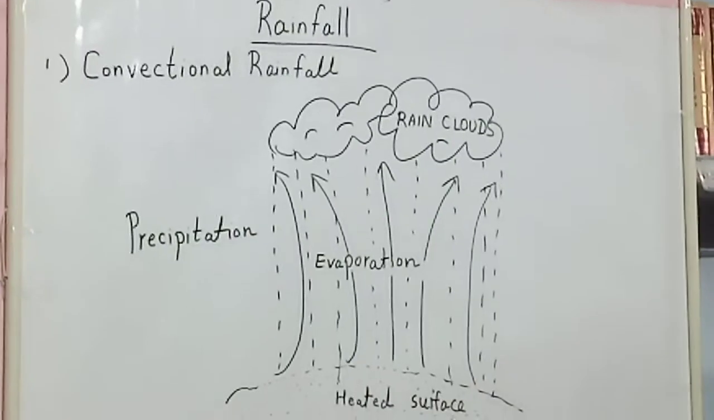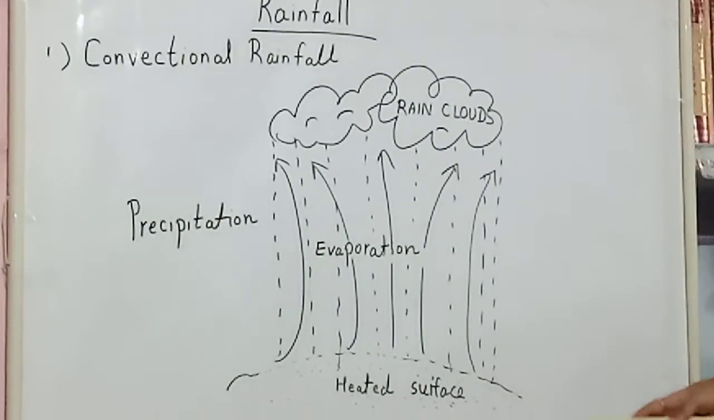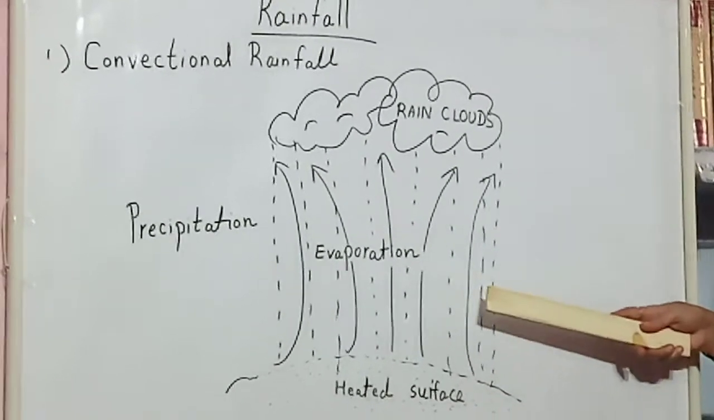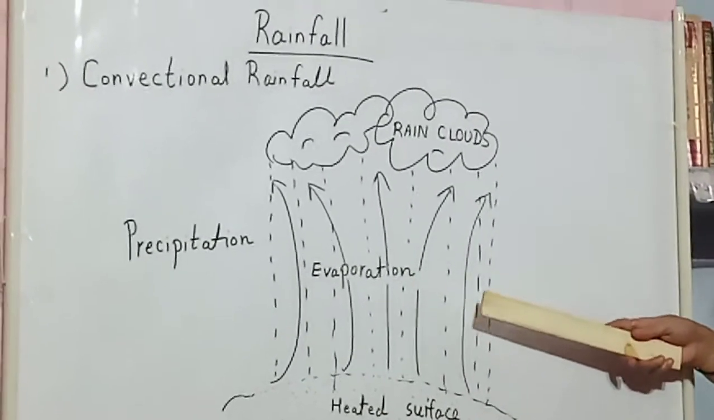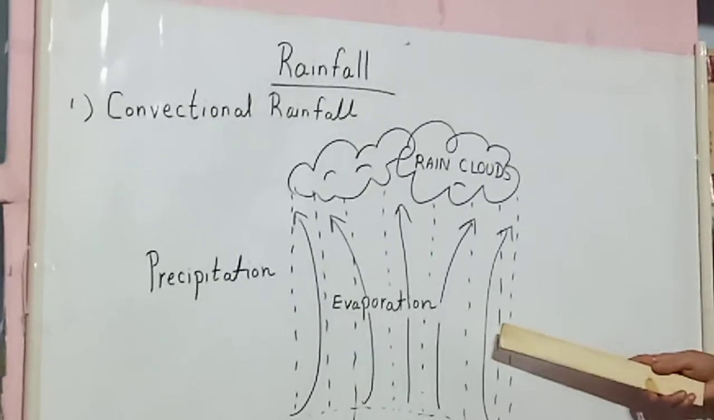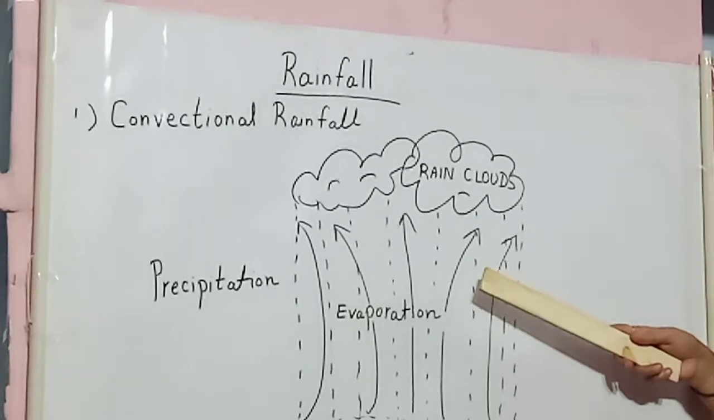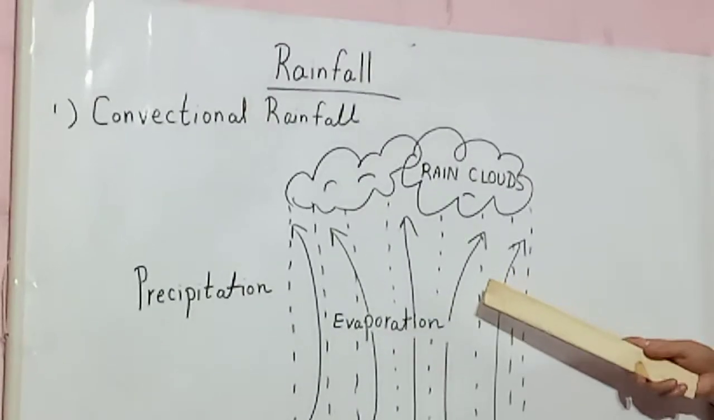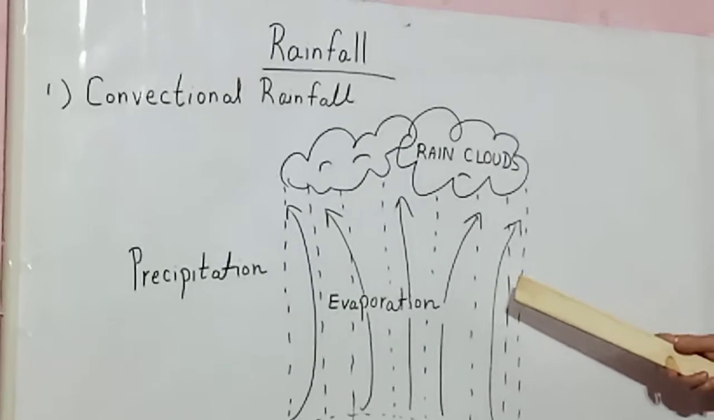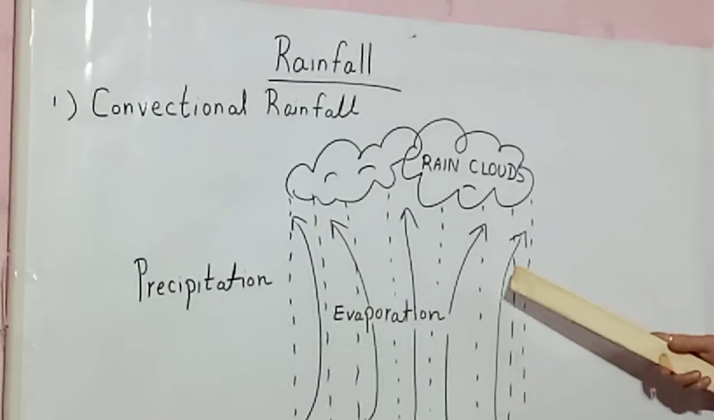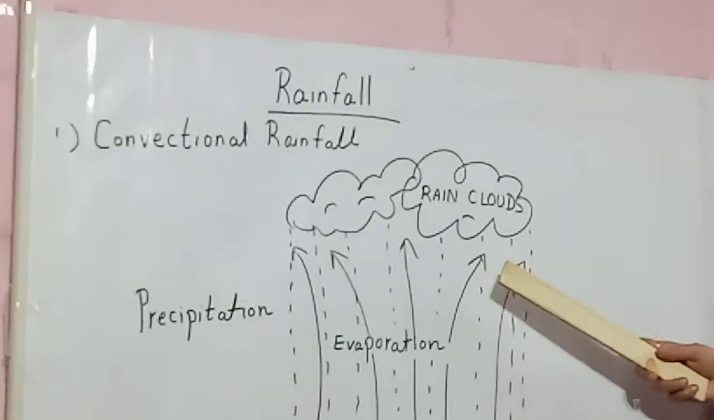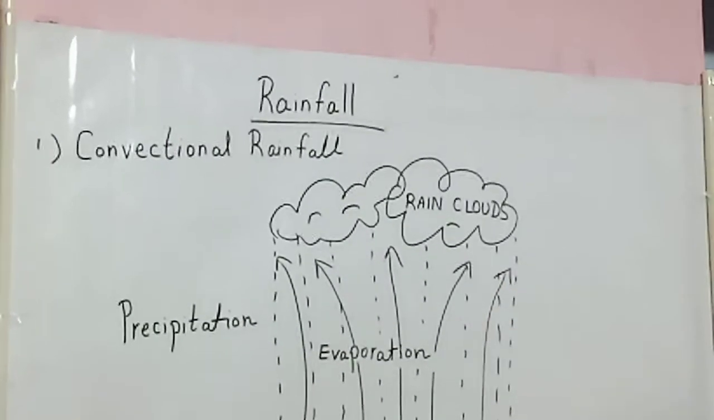You can see, as the air rises up, it expands and cools. The cooling causes condensation, which results in heavy downpours. This rain is accompanied by thunder and lightning, and since it mostly occurs around 4 p.m., it is often called the 4 o'clock showers.